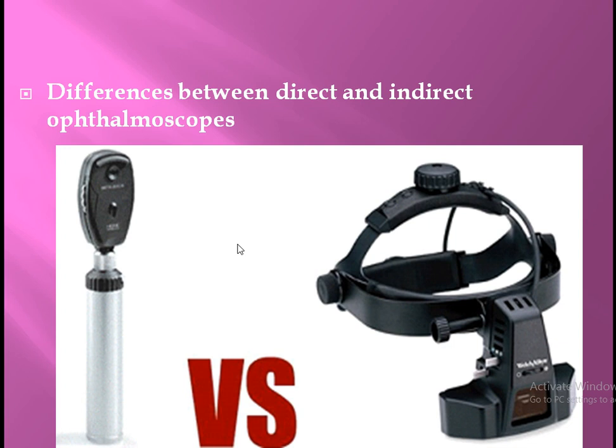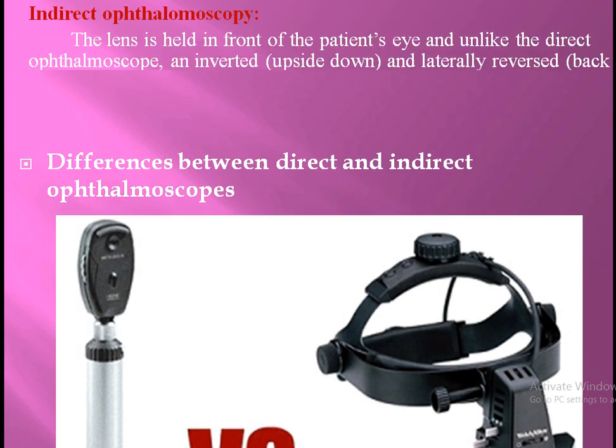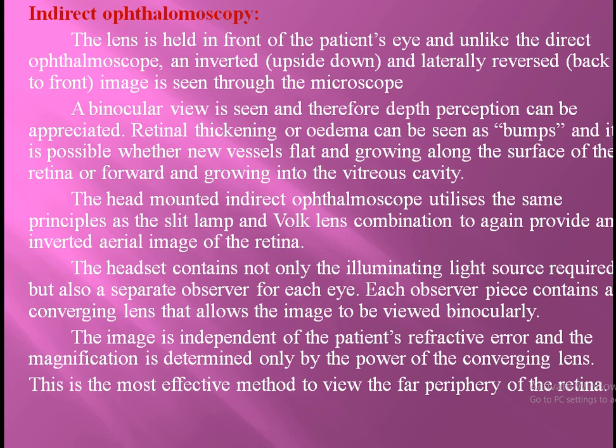As you can see, this is the apparatus which is used in the lab, and it is used in the clinical wards. Now, how are you going to compare it? Number one thing, indirect ophthalmoscopy. The lens is held in front of the patient's eye, and unlike the direct ophthalmoscope, an inverted, upside down and laterally reversed back to front image is seen through the microscope.